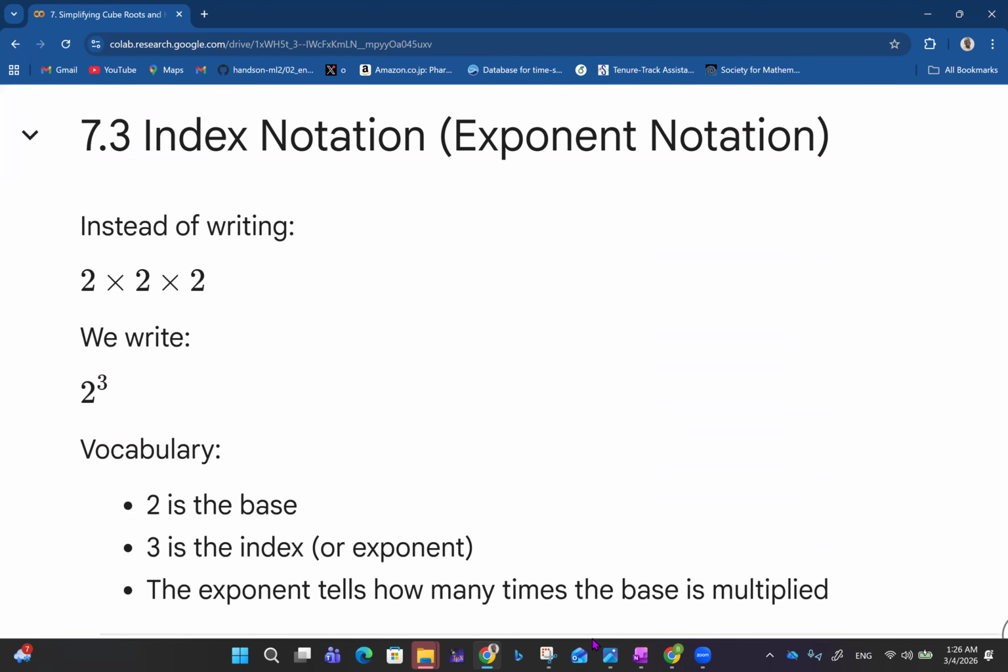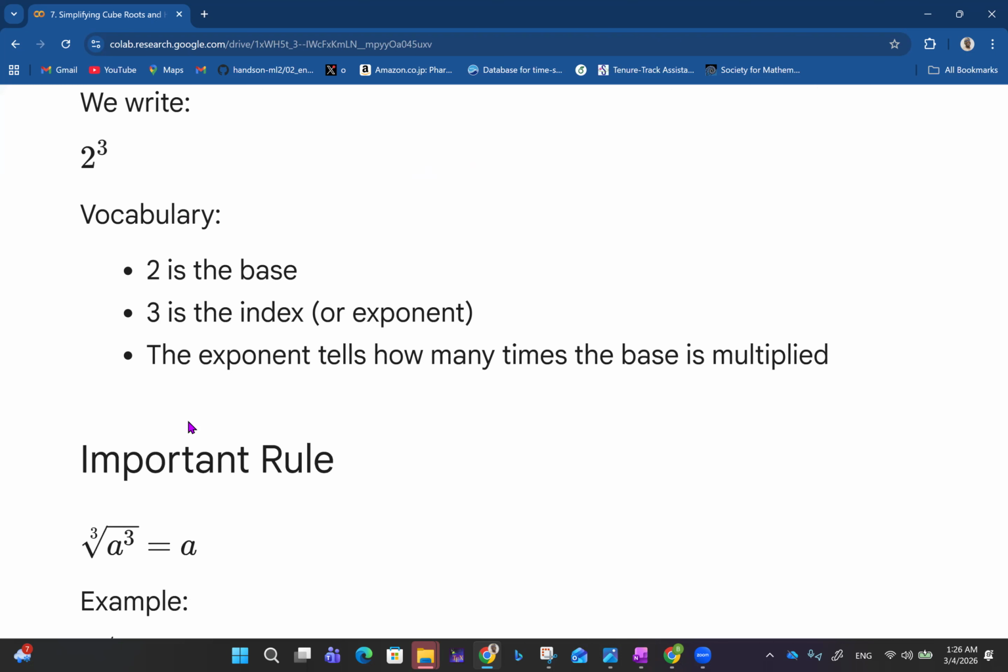Then the exponent tells how many times the base is multiplied. So the exponent tells us you're multiplying 2 by itself 3 times. Now, when we're dealing with square roots, we're interested in whatever is raised to power 2, because that gives us the picture of what we are going to get if you are looking for square roots.